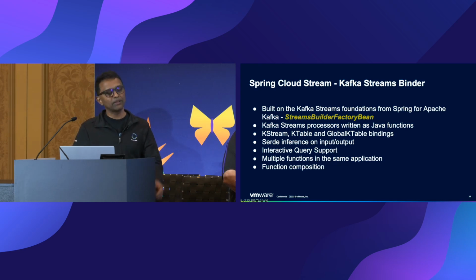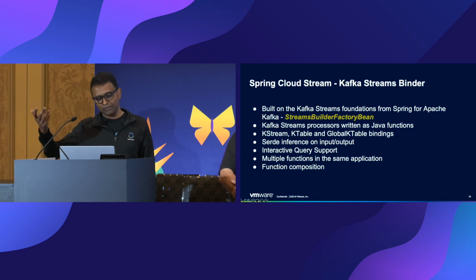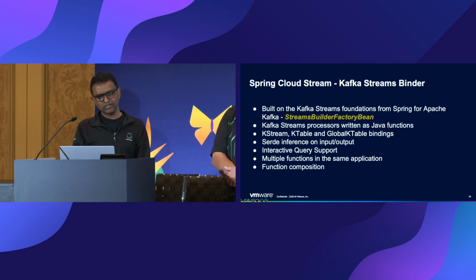Now for stateful applications, Kafka Streams has interactive query support. So the binder has a dedicated API called InteractiveQueryService, using which you can query the state of your application, your data, and things like that. Then you can have multiple functions in Java. Using the same Java function support, you can compose different functions, you can query functions, and things like that.